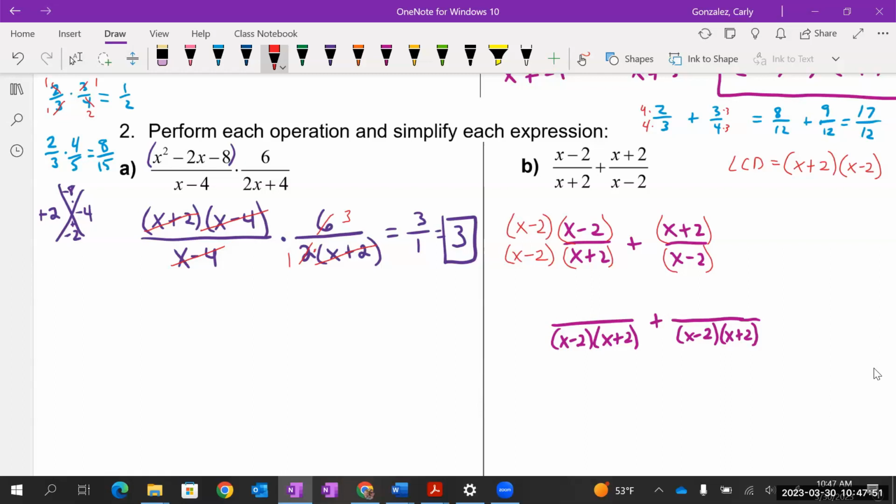And then I can go ahead and multiply those out, making sure to distribute. So we get x squared minus 2x minus another 2x plus 4. Now on the right, notice I already have an x minus 2, but I'm missing the x plus 2. So on the right, I will multiply top and bottom by x plus 2.